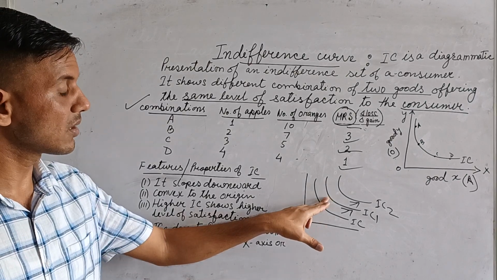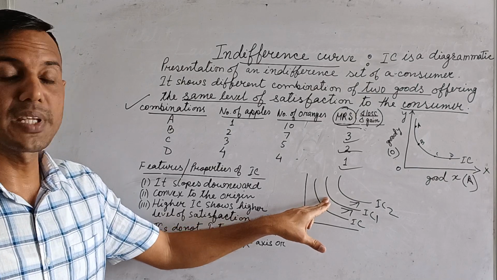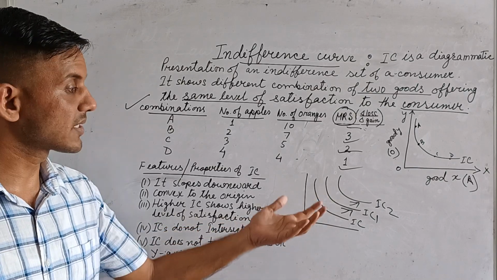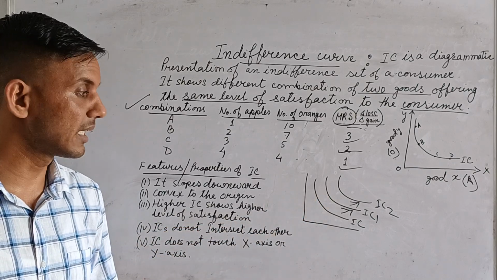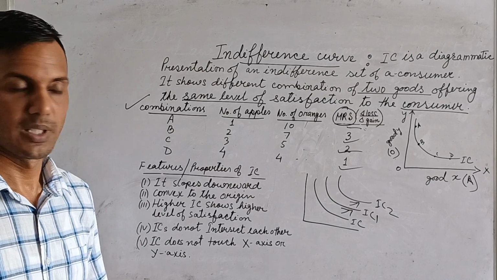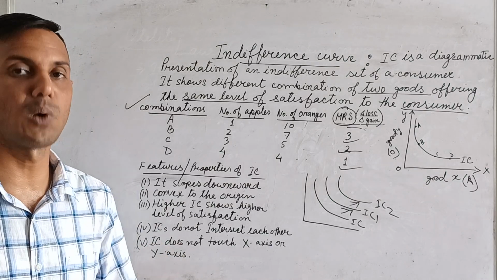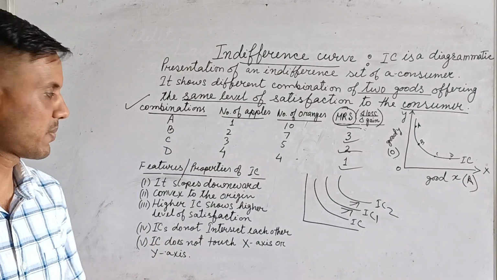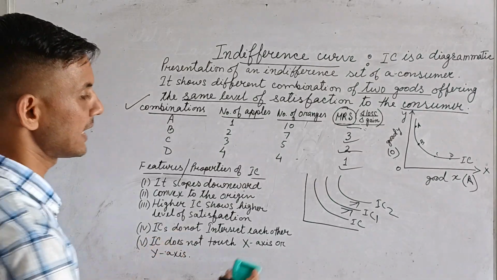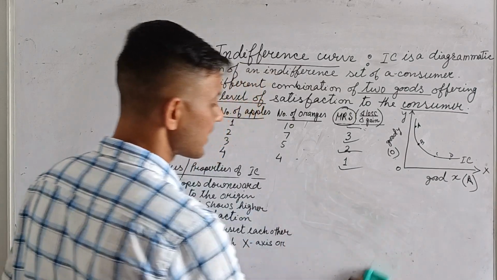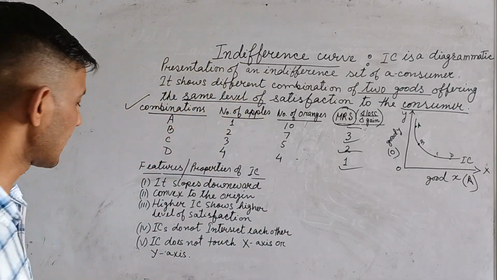Because IC1 represents more quantity, IC2 represents more quantity than IC1. Clear? So when the IC is going to the right side, it means they are representing more and more quantity, so you will get more satisfaction. ICs do not intersect each other. It's very interesting. Sometimes it comes for 3 marks also.